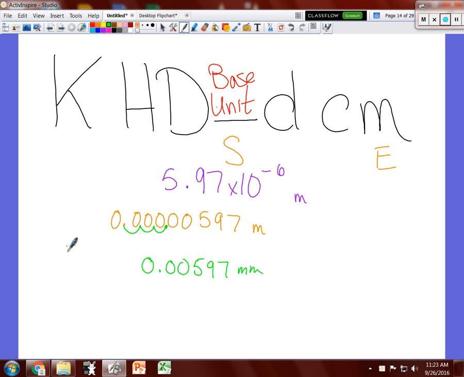But I think it's good practice because you're doing all 4 things at one time. So here's the last part. What if we wanted to convert that back to scientific notation? First question, is the exponent positive or negative? It's negative. So then what we could do is we could say that this is 5.97, 1, 2, 3, times 10 to the negative 3rd millimeters.